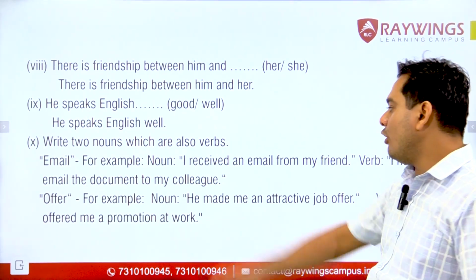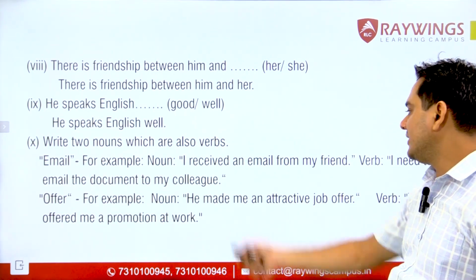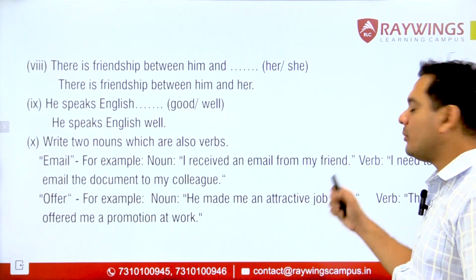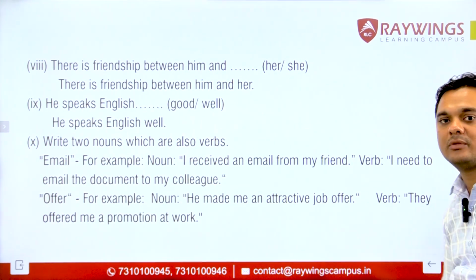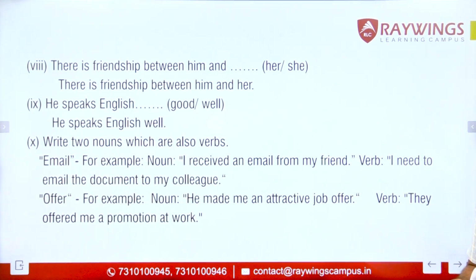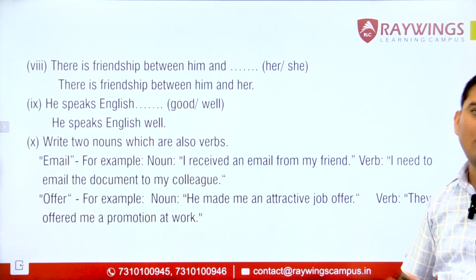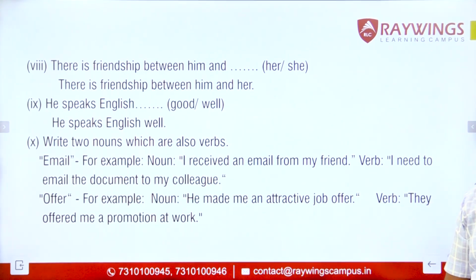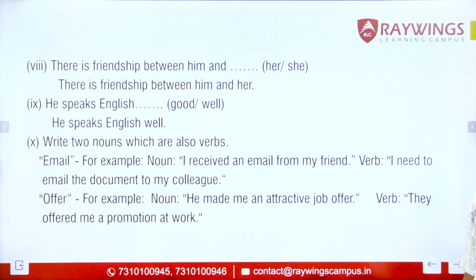Okay. Offer is another such word which acts like both a noun and a verb. For example, he made me an attractive job offer. Again, it's a common noun. It's a job offer, simple. It can be any job offer. But when used as a verb, they offered me a promotion at work. Here, offered refers to a verb, in the same sentence. So you can see that these two words can be used as a noun as well as a verb also.